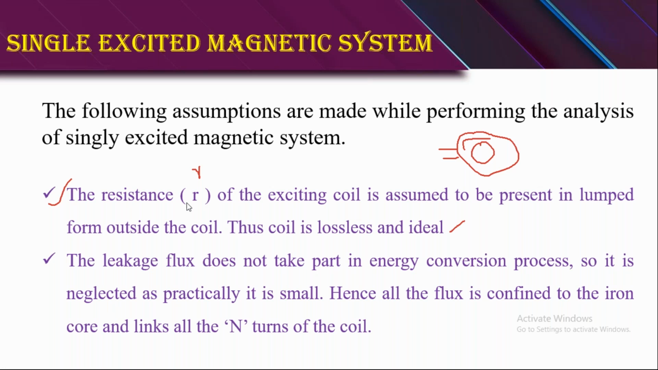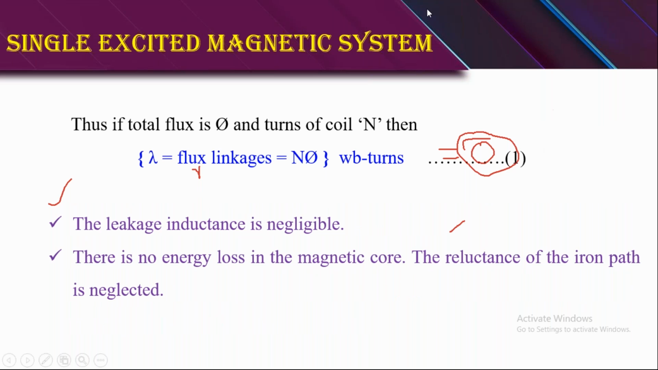One is we are neglecting the losses across the resistor, and the next one is we are neglecting the leakage flux. See, the flux linkage was given by the equation lambda equals N phi, and keep remembering the units of flux linkage. Here N is the number of turns and the unit of phi is Webers. Okay.